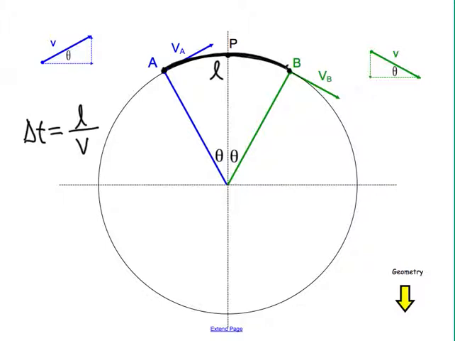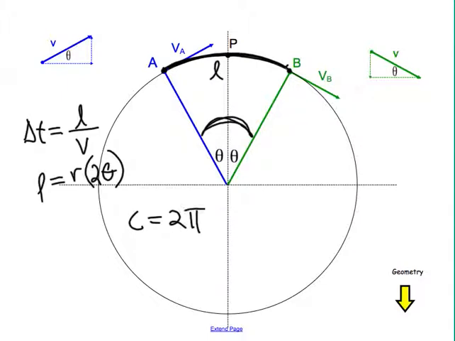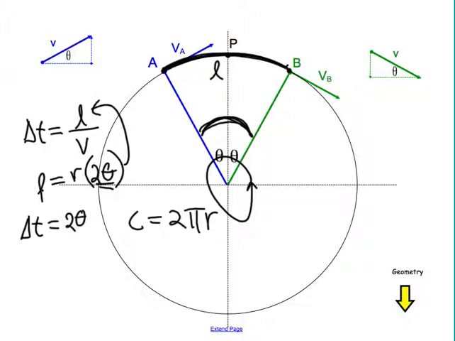Now, what is L? L will just equal the radius of the circle times this angle right here, and that angle is just 2 theta. That's the same logic that tells me that the circumference of the circle is 2 pi, which is this angle, times the radius. And this is just a fraction of that. So L is just r times 2 theta, the angle subtended by the arc L. I can plug that in, and I get that the time is just 2 theta r divided by the constant speed v.